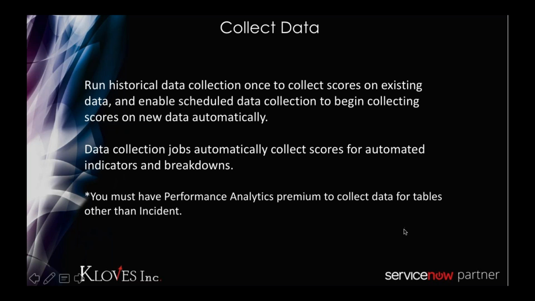And then collecting data. So we can run historical data collection once. It only needs to be run once to collect scores on existing data, and then we would enable scheduled data collection to begin collecting scores on new data automatically. So let's say today I want to see how many CIs are in our system. I would run a data job to collect all the records of CIs created in the past, and then set up an additional job, maybe we can set the frequency to daily, to collect all of the CIs that are created as time goes on.